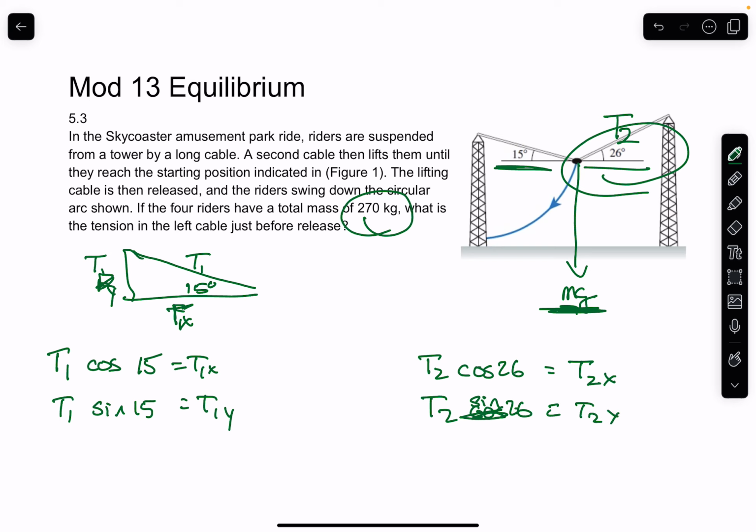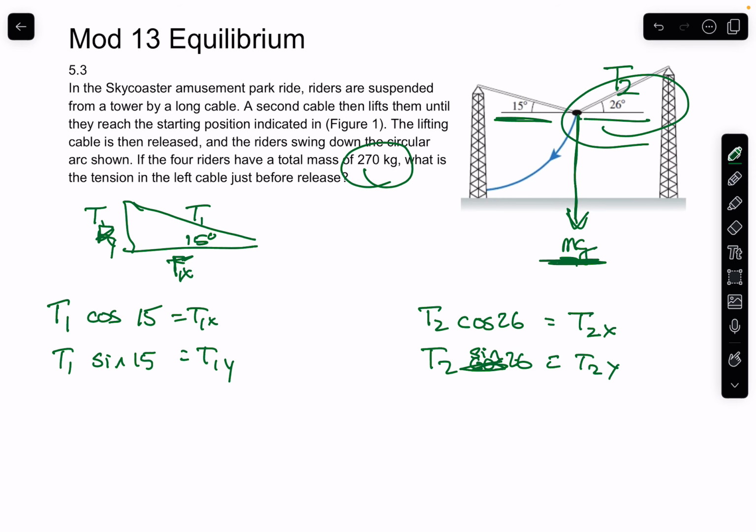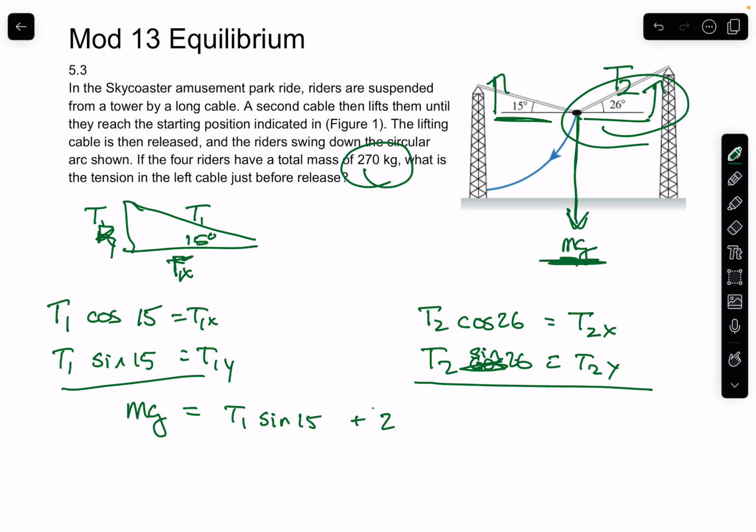equals T2y. Now, since the only force in the y direction that's applying a force is the weight of the object, you can say that mg, figure out what that is, equals the y's. They have to add up to these two because those forces are pulling the weight opposing gravity. So that's going to be equal to T1 sine 15 plus T2 sine 26.